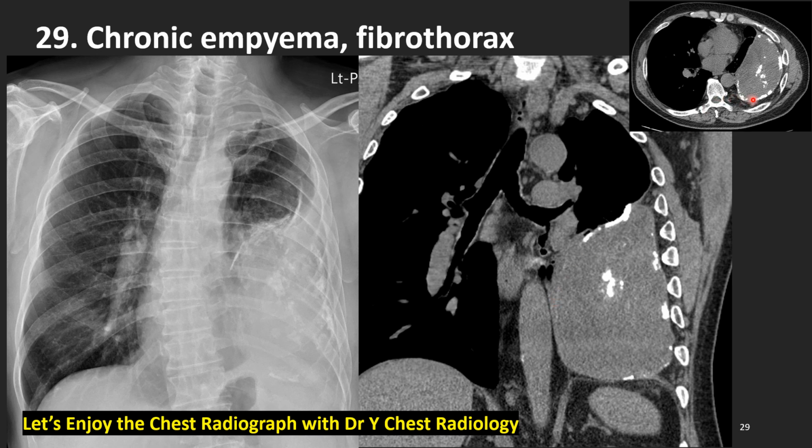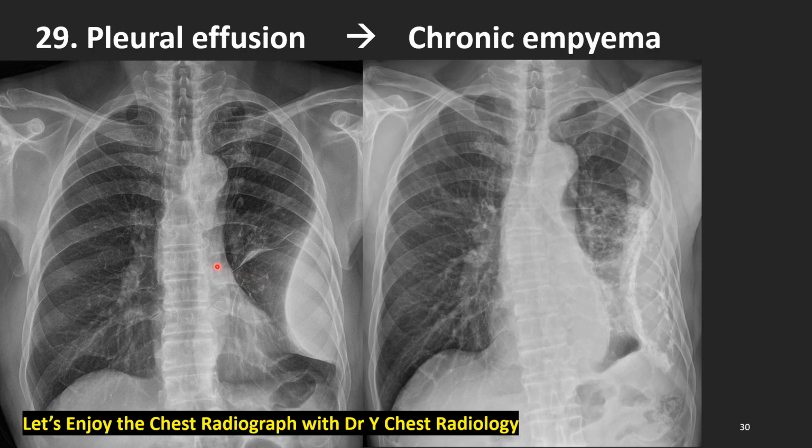This is the axial view. Visceral pleura and parietal pleura are encircling the chronic empyema. Let's look at the left side film of this middle-aged man. We remember this film from the previous session as tuberculous pleurisy. This effusion was drained and he was well treated and stable now.